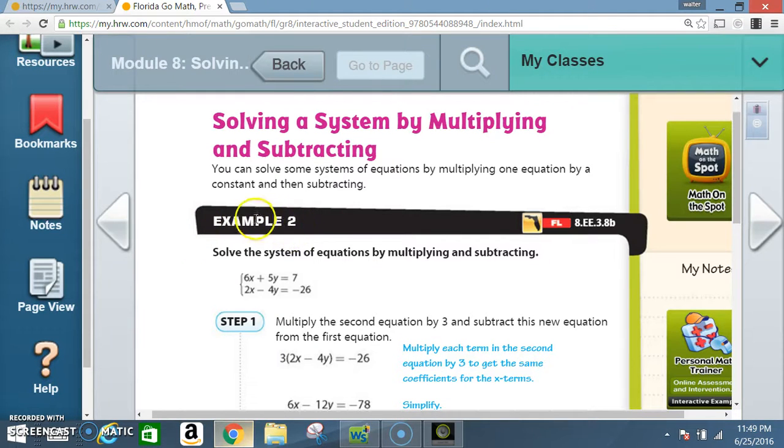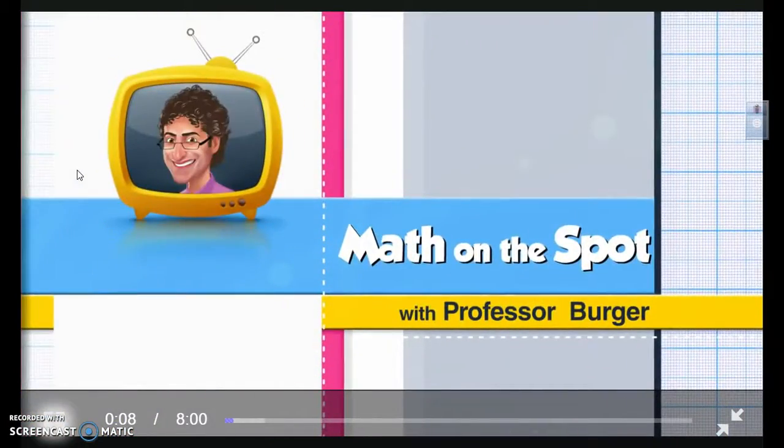Okay, now in example 2, we're going to solve a system by multiplying and subtracting. So, when we're looking at systems of equations, that means we have more than one equation and more than one unknown. What we want to do is to try to see if we can kind of divide and conquer. Let's take a look at an example where it turns out multiplying and subtraction are going to be the keys to unlock an answer. Let's check it out.